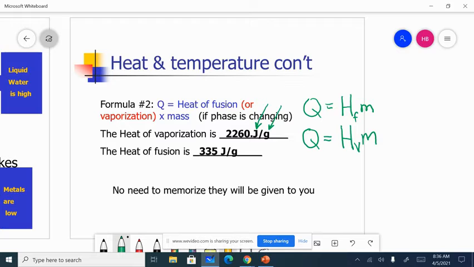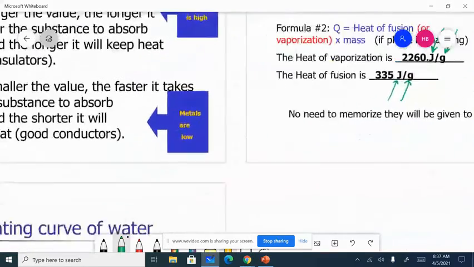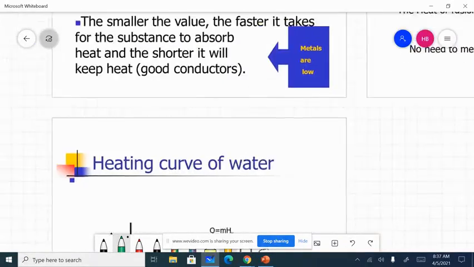The heat of fusion is between solids and liquids. It's the amount of energy you need to add for each gram of water to change a solid to a liquid, or the amount of energy you need to remove from a liquid to get it to change into solid. Again, these are reference materials, so you don't need to memorize that.